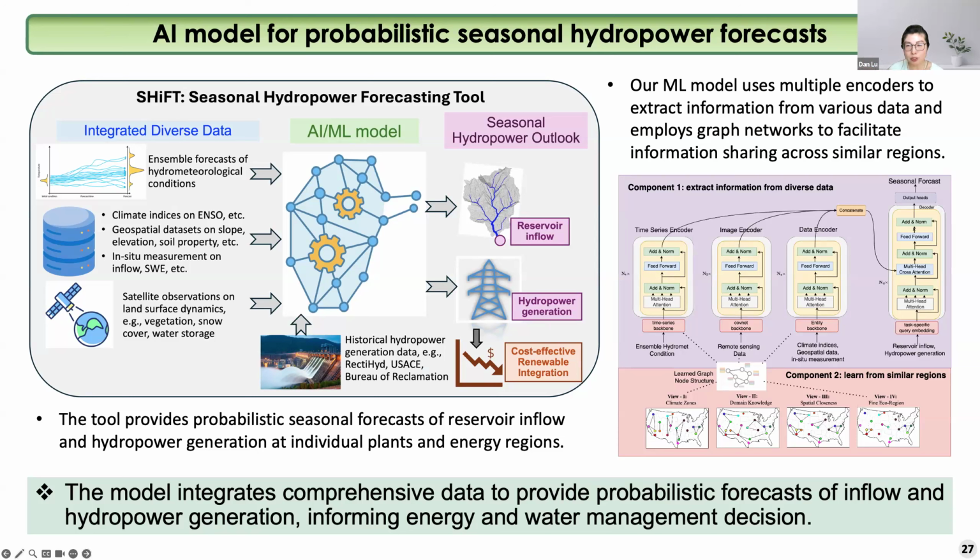To achieve this, our machine learning framework, as shown in the right figure, uses multiple encoders to extract the key patterns from the diverse datasets and graph neural networks to facilitate the information sharing across climate and hydrologically similar regions. And this approach, through data fusion and transfer learning, improves the forecast accuracy, enhances the regional adaptability, and supports decision-making for both water resources management and energy production planning.